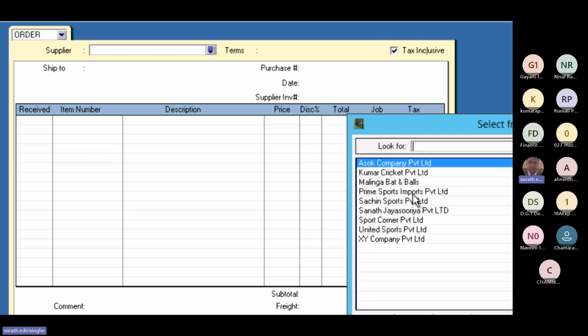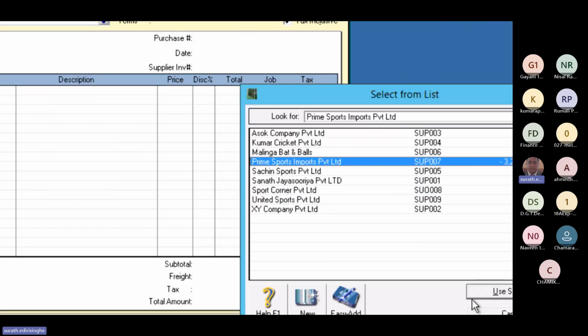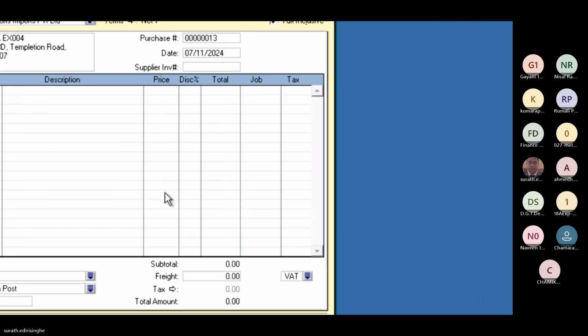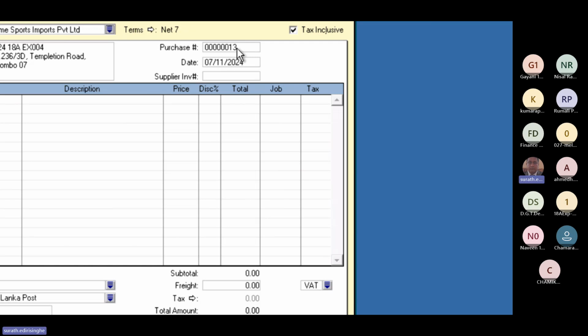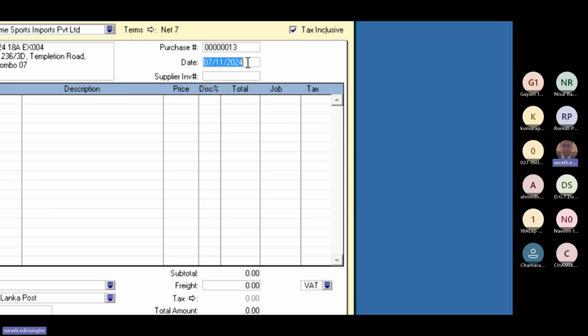Right. Then Prime Sport Private Limited, INV03. What is the original date of this purchase? Tell me. Student, date of purchase 23. I think you don't have a tutorial. That's one of the issues. 10th of April. 10th of April.